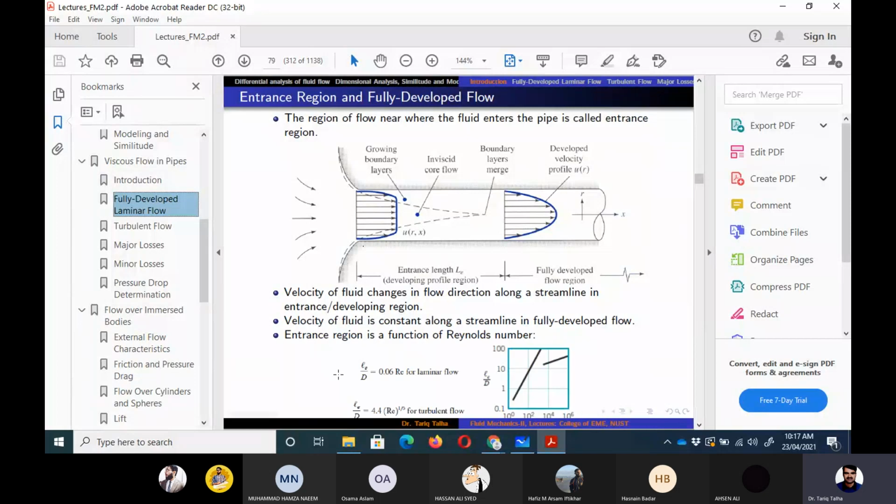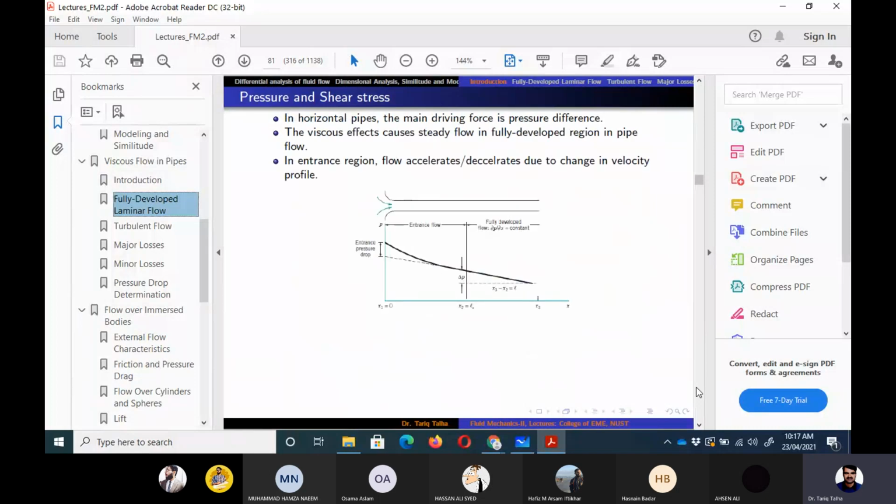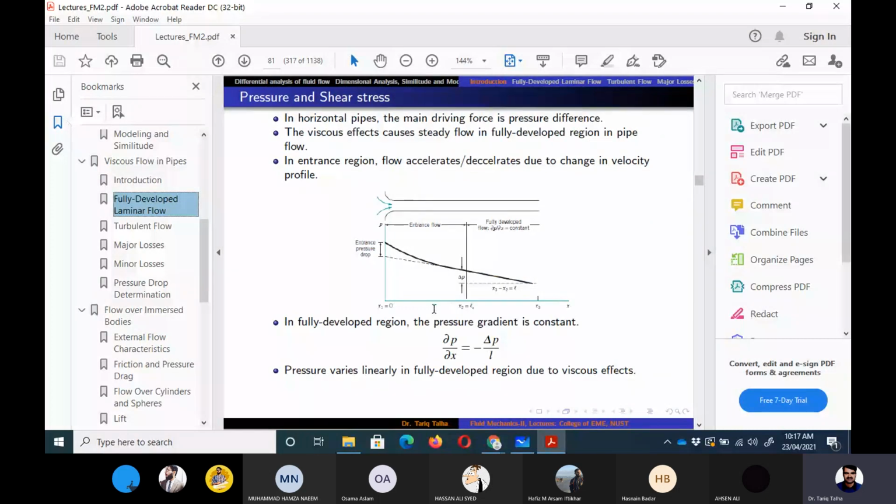Then we discussed how this entrance length changes with Reynolds number for laminar flow and turbulent flow, and the shear stress and pressure drop variation in the entrance region as well as in the fully developed region. In the entrance region the pressure drop is greater because the wall shear stress is greater, and then it becomes a constant slope line in the fully developed region.